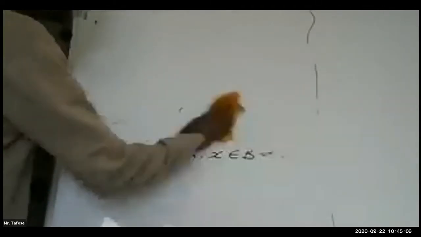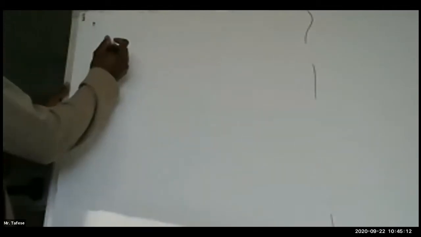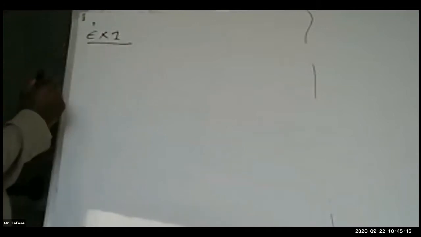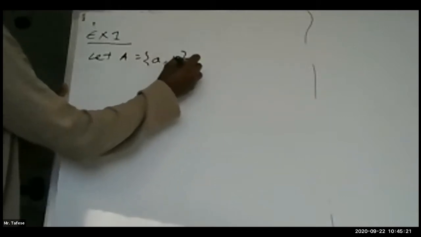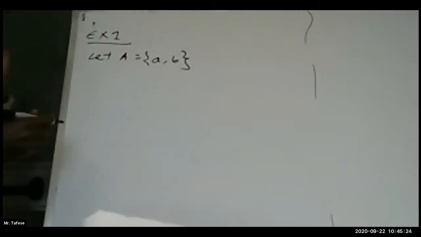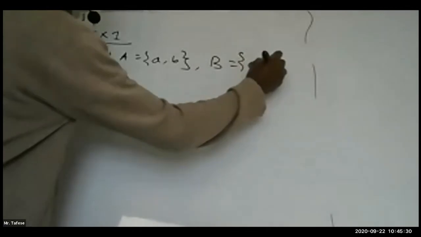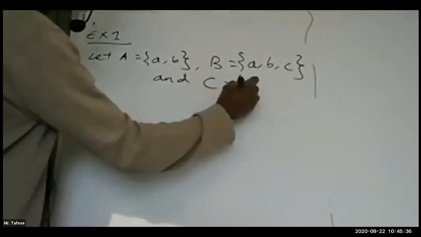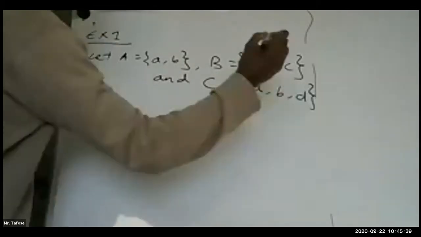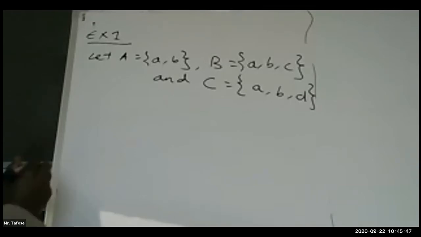Now let us start to see examples concerning subsets. The first one is example number one. Let set A consist of elements a and b, set B consist of elements a, b, and c, and set C consist of elements a, b, and d. Now let us discuss which set is going to be a subset of the other.